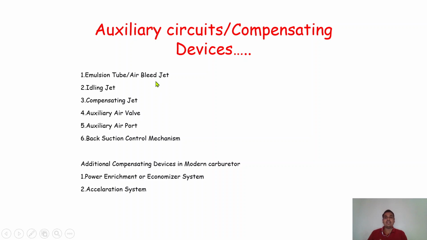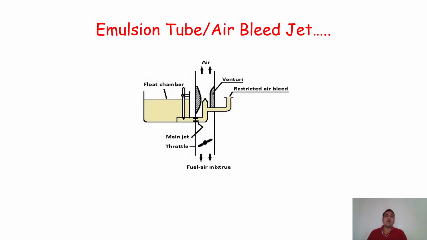So along with these six auxiliary circuits, two more auxiliary circuits or compensating devices are present in modern carburetor, and that is nothing but called as the first one is power enrichment or economizer system, and second one the acceleration system. So now one by one we are going to understand in detail along with the diagram of each and every auxiliary circuit. We already discussed about the simple carburetor diagram.